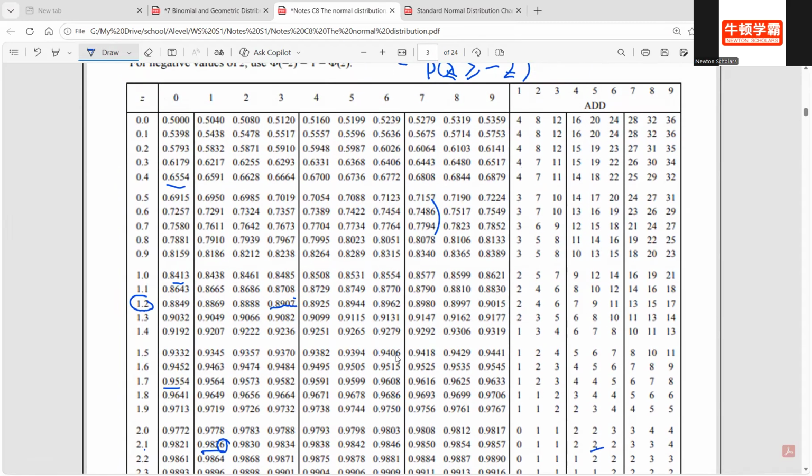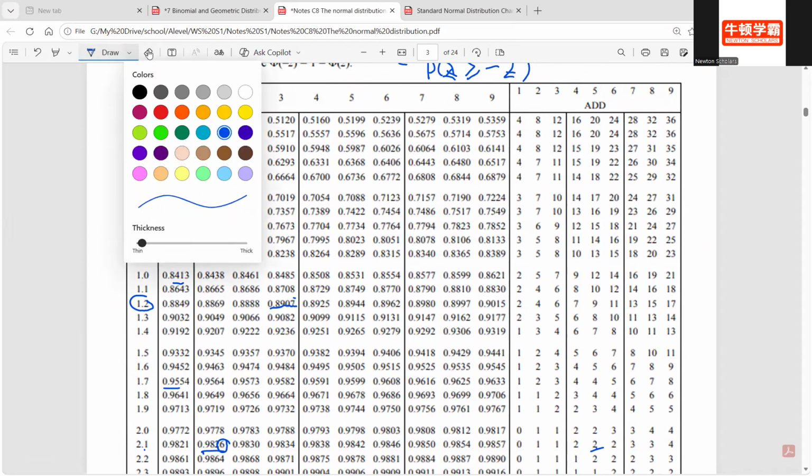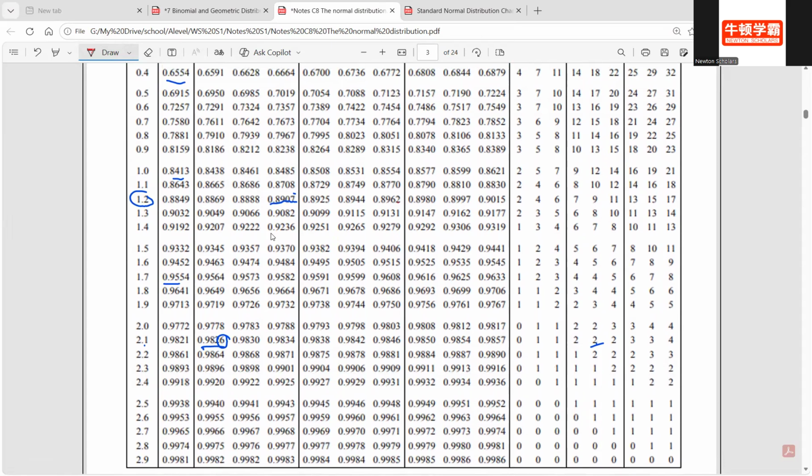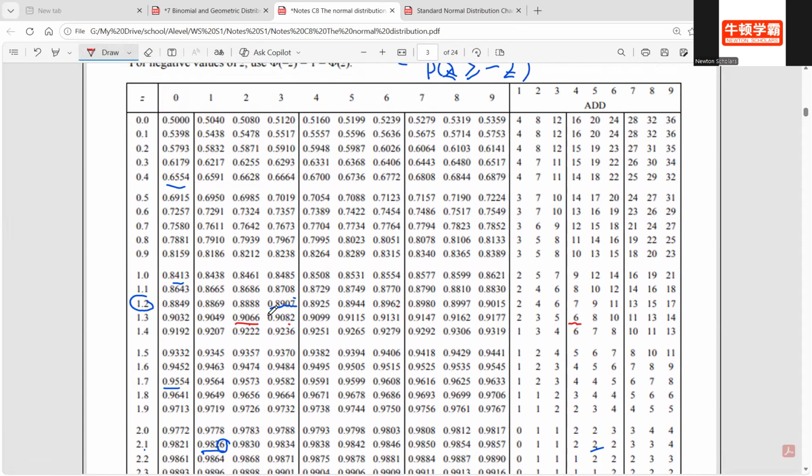Now we are finding in the middle side here. I use another color. 0.900. Here 0.9072. I cannot use 82 because it is more than that. I use 0.9066. Then if I plus another 6 here, I will get the answer. So this is the value that I find.